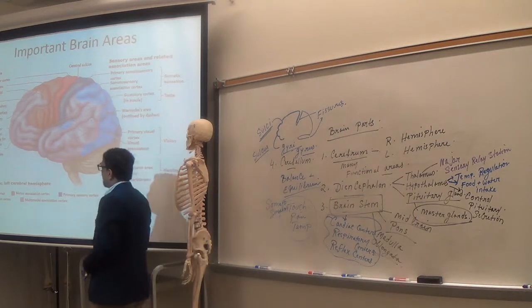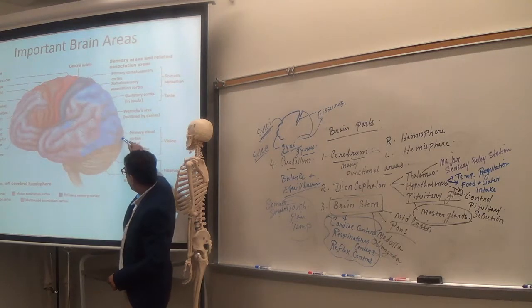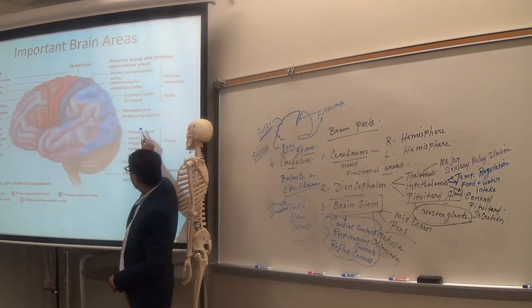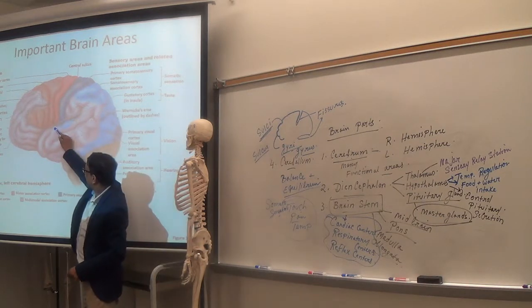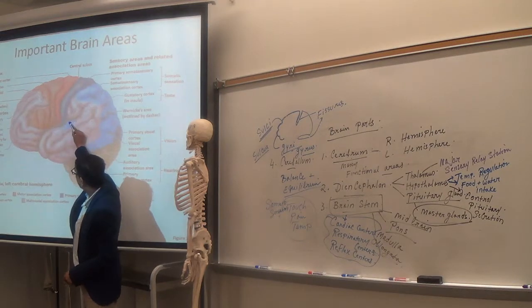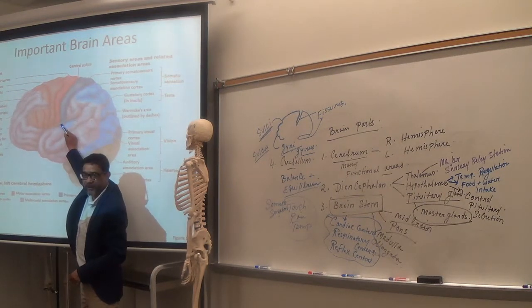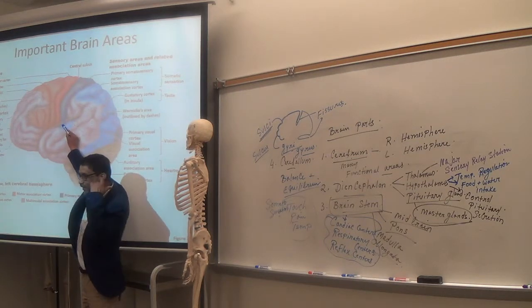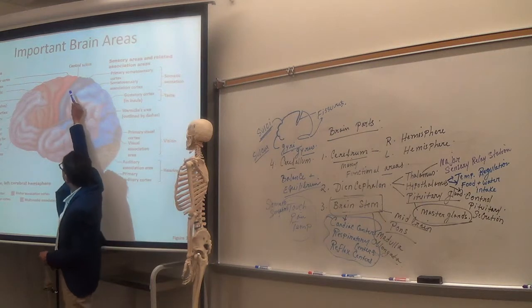Okay, let's go back. In the back of the occipital lobe, this area is called what? Primary visual, right? The upper part of the temporal lobe, near the back of the lateral sulcus, this is called what? Primary auditory, right? The main area gives you sound perception, processes the sound. And this is the central sulcus.